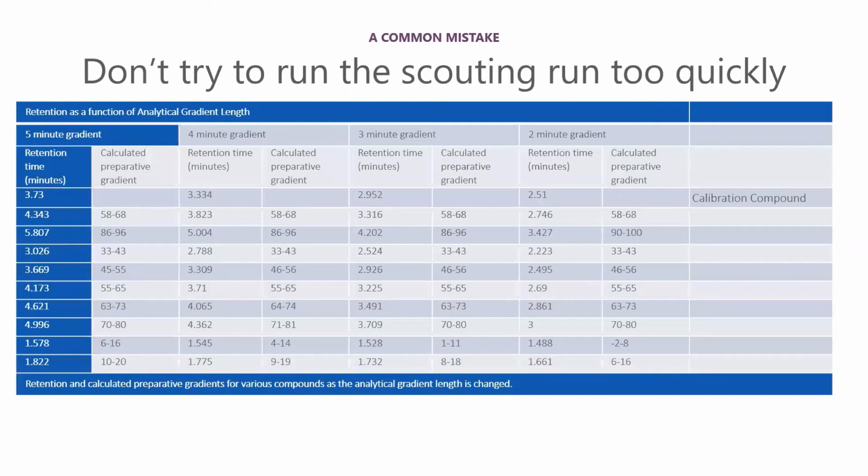Many people tried to run the scouting gradient too quickly. These runs used a 2 by 50 millimeter UHPLC column. The 5-minute scouting gradient gave good results when run on a preparative column. But as the scouting run gradient became shorter, the calculated gradients no longer work very well, especially for compounds with high and low B solvent composition. These gradients fail to elute the desired compound very well.